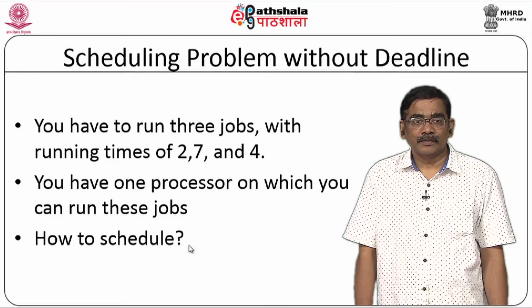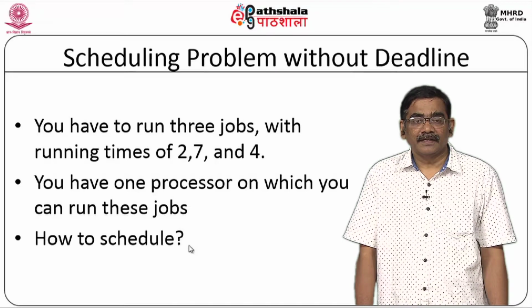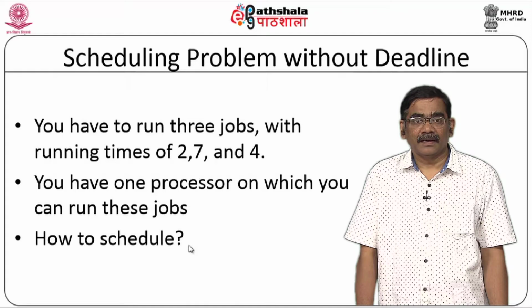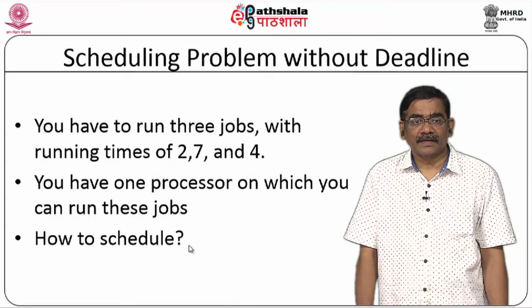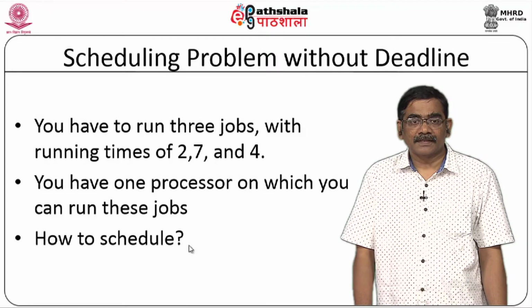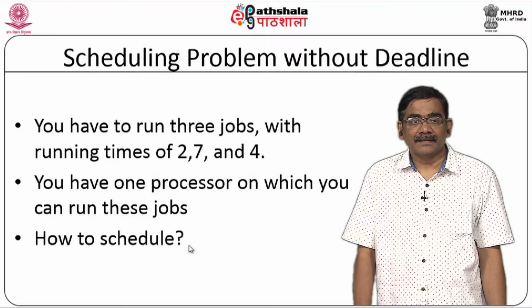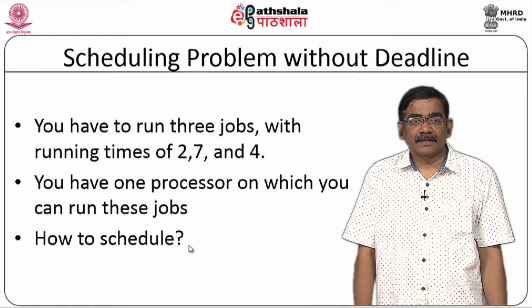Let us assume that we have 3 programs or jobs which have service times or running times of 2, 7 and 4. So, you have only one processor. The question is how you will allocate these 3 jobs. You can see that there are 3 jobs.